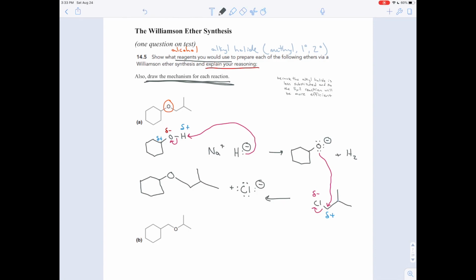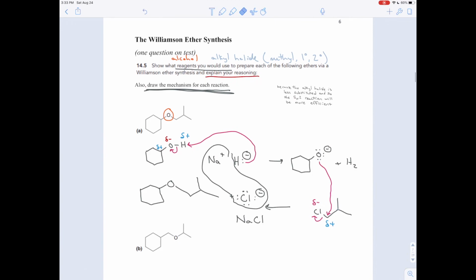And the chlorine, the chloride minus, is floating around. If you want, you can imagine it combining with the positive sodium from earlier. So maybe NaCl. Those aren't really the point. The point is the ether that you make. And so that would be the mechanism for drawing that ether.